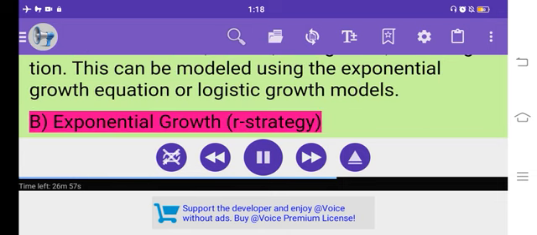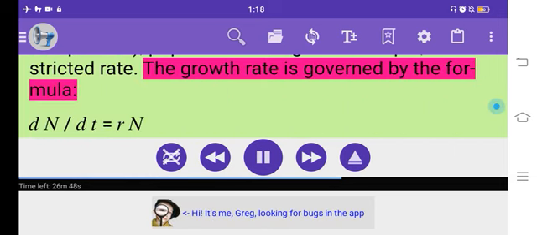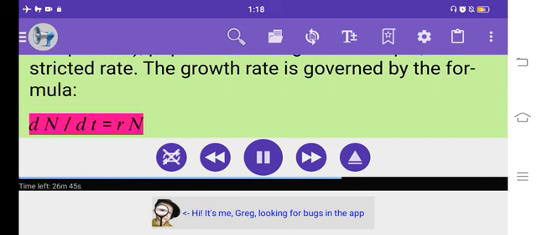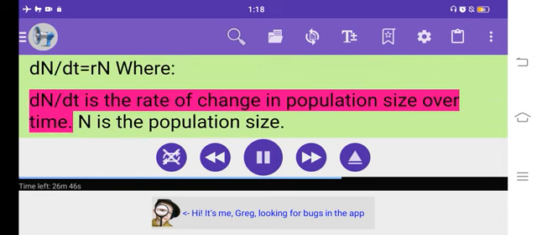B. Exponential growth, r strategy. In an ideal environment with unlimited resources and no environmental pressures, such as predation or competition, populations can grow at a rapid, unrestricted rate. The growth rate is governed by the formula dN/dt = rN, where dN/dt is the rate of change in population size over time.